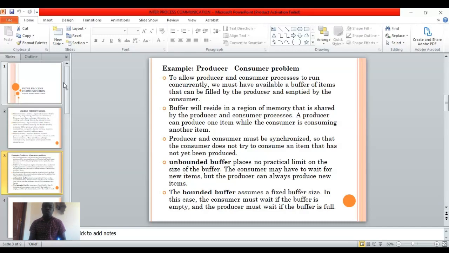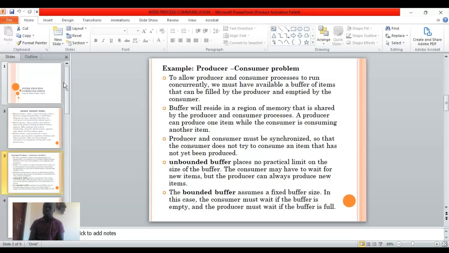So you can see the concept of shared memory being demonstrated very well, whereby we have a buffer, which is a region within the memory that enables the producer and the consumer to exchange information. Now, the producer and the consumer must be synchronized, so that the consumer does not try to consume an item that has not been produced yet. Synchronization will prevent the producer from producing more than is expected, or the consumer from consuming whatever has not been produced yet.